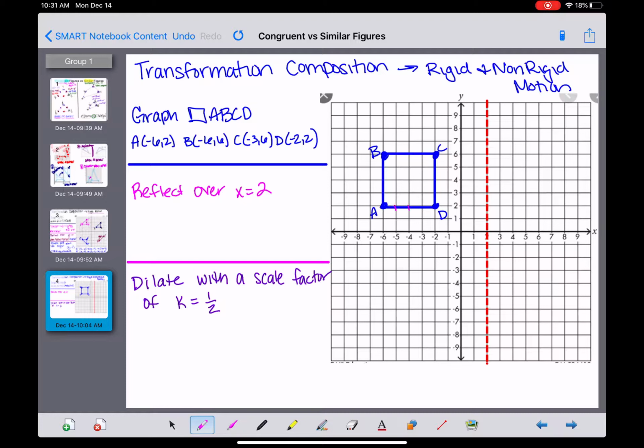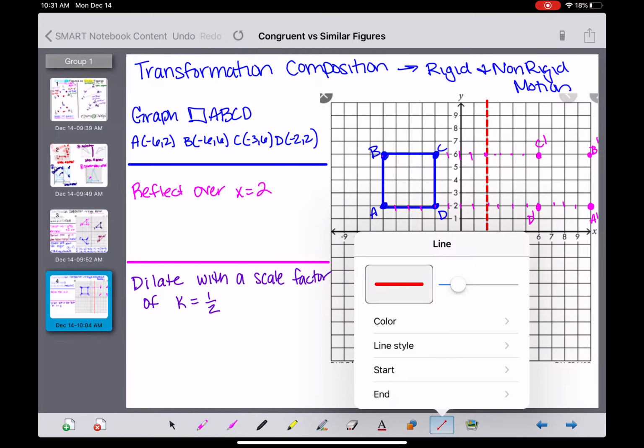So I'm going to start with A. A is 1, 2, 3, 4, 5, 6, 7, 8 units away. So I continue 8 units, and that will be labeled A prime. B is also 8 units away, so I'll continue 8 in the opposite direction to get B prime. C is 4 units away, 4 in the opposite direction. D is also 4 units away, so I go 4 in the opposite direction.